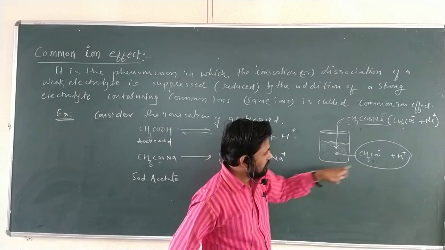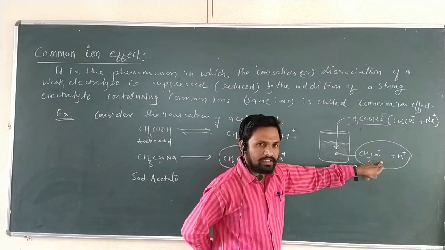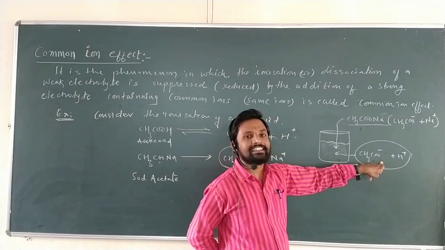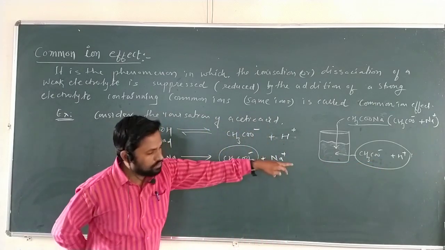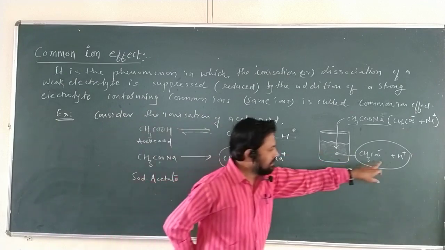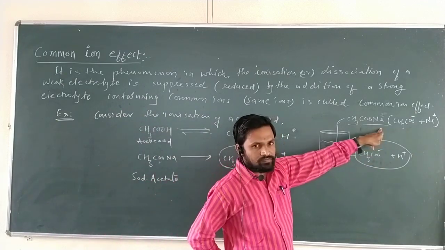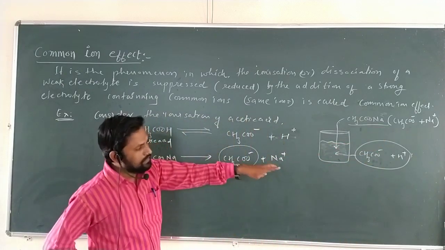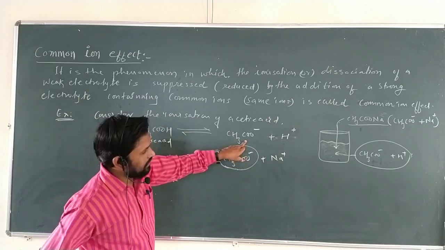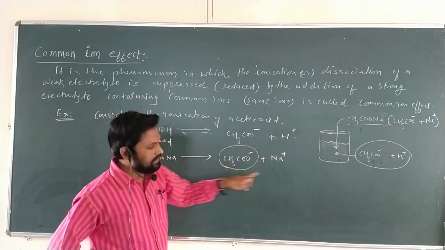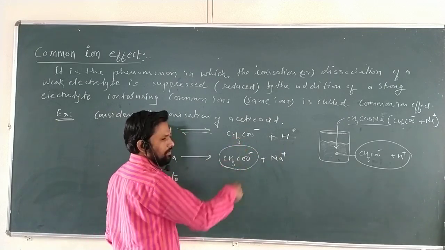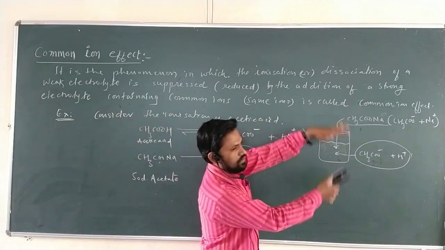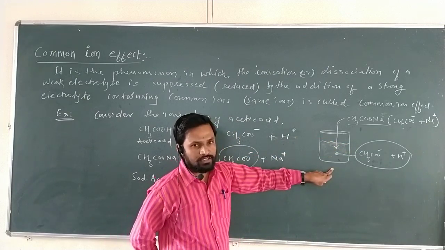Once what happens, the acetate ion concentration increases in the solution, because we are adding the strong electrolyte containing the same ions. Means out of these, acetate ions plus H plus, and acetate ions plus Na plus, here both are the common ions, meaning an increase in the concentration of acetate ions in the solution.